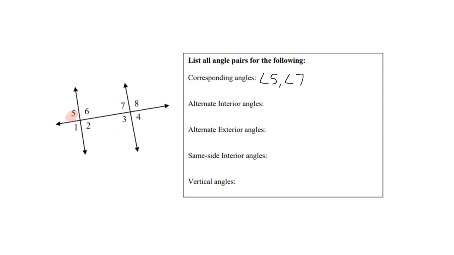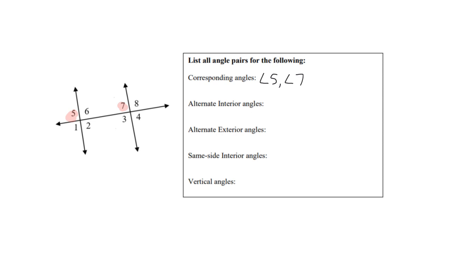There are a bunch of other ones, right? And it does say to list all of them. What I'm going to do is run through one example for each of these and then have you pause the video and fill in the rest. So angle 5 and angle 7 is one set of corresponding angles. All right, now alternate interior angles.